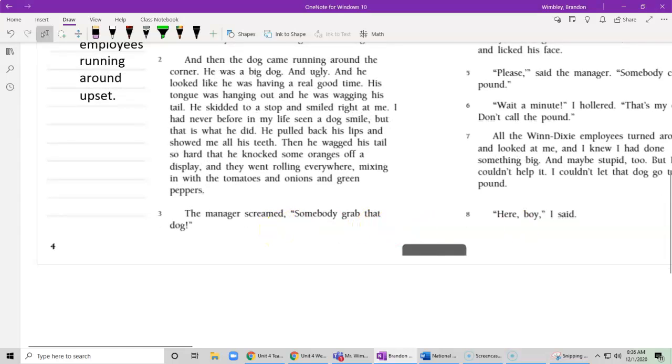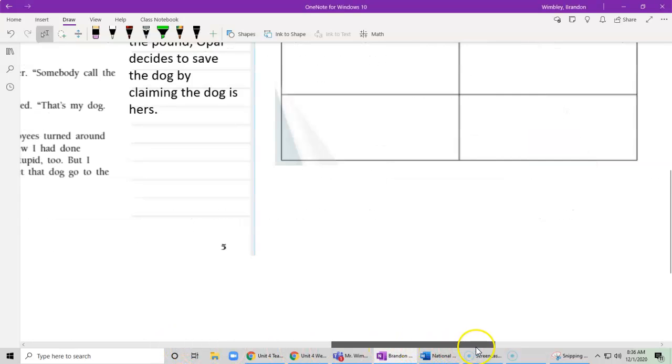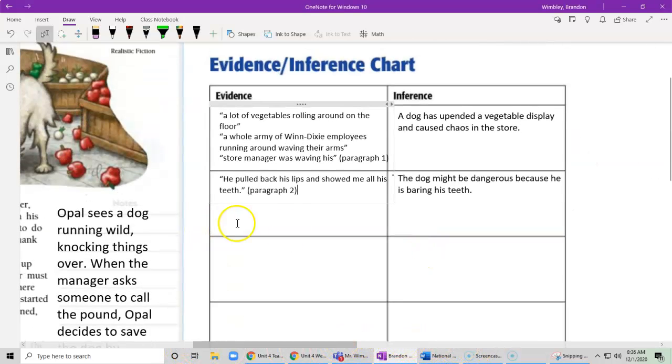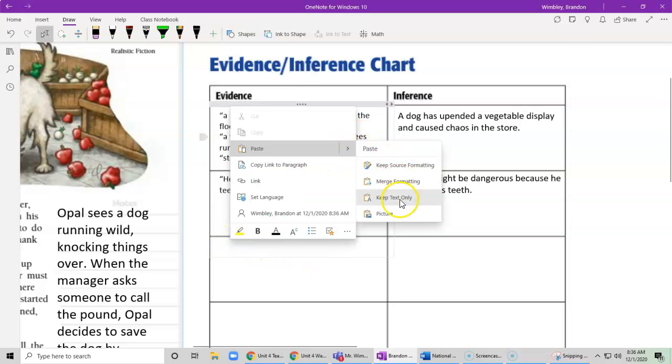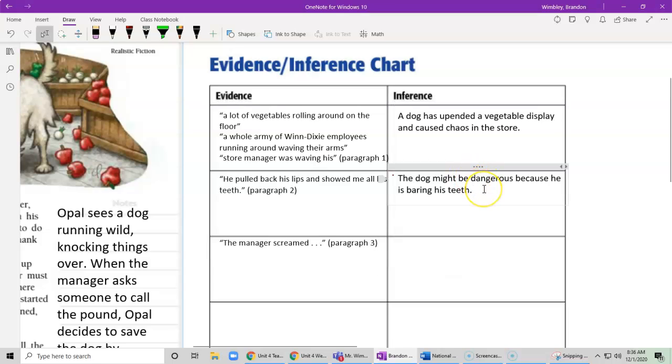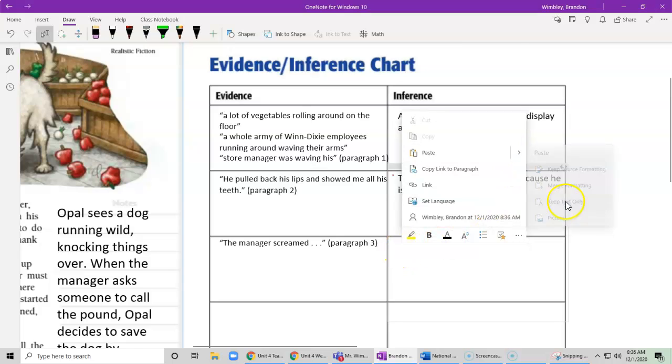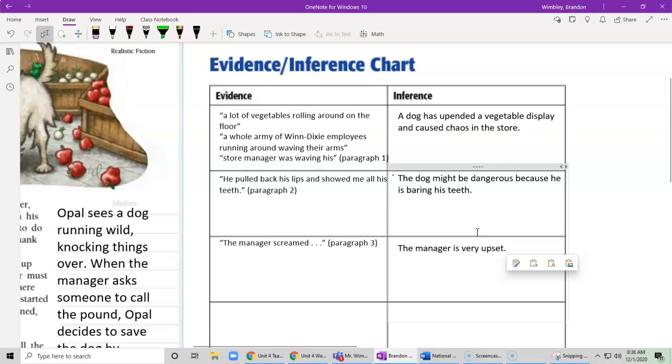The manager screamed, somebody grab that dog. So now, this actually doesn't tell me the manager is upset, but I'm making that inference. Because he's screaming, he's yelling, I can probably guess that, yeah, he really is upset. So that's going to be my evidence to show that the manager is upset, because he's screaming. Now you might say, well, of course, Mr. Wimbley, he's upset. There's a dog running around the store. But we have to show how we know he's upset because we only have Opal's thoughts and her observations.